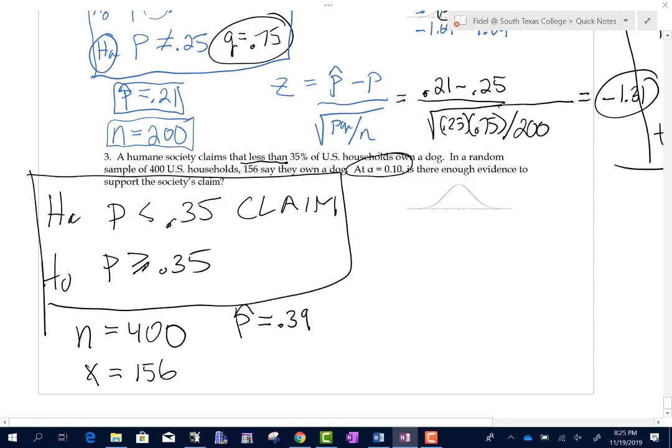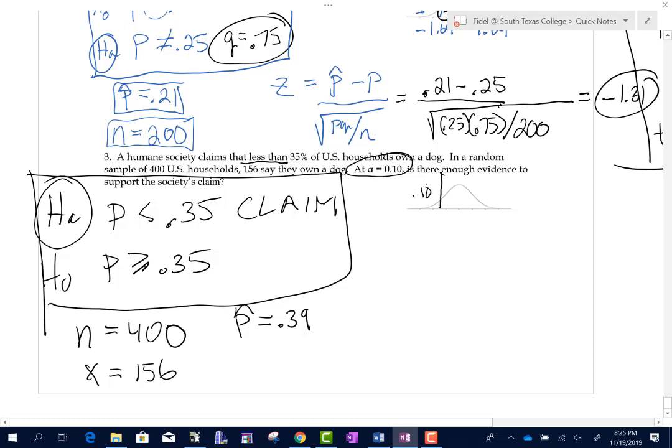Now it says alpha is equal to 0.10. Is there enough evidence to support the society's claim? Okay, guys. Second question: left tail, right tail, two-tail test. Left tail test, right? How do we know? HA, right? So the HA is always going to tell me what kind of test it is, right? Okay, so we're saying left tail test because it's going to the left. So there we go. And our alpha here is 0.10.